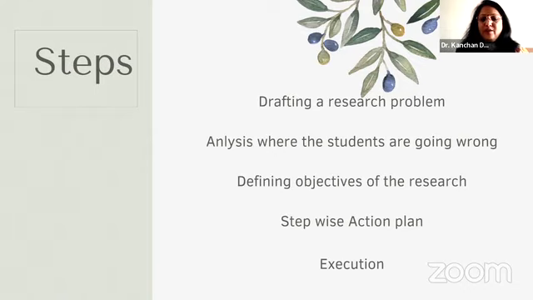Now I need to find out what are the steps, how I can go ahead. So a stepwise action plan with time limit has to be done by the teacher. Now this is again a simple task which any teacher can do. So first I identified the problem, I set the objectives. Now my action plan would be to train the students to find out how they can solve the word problems.